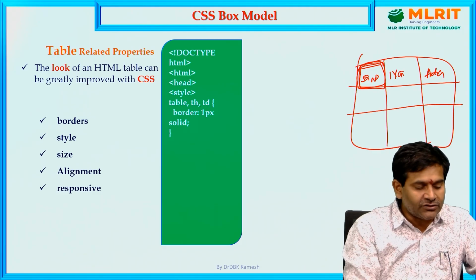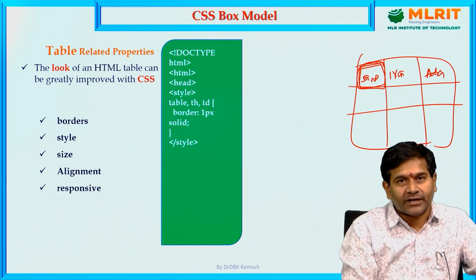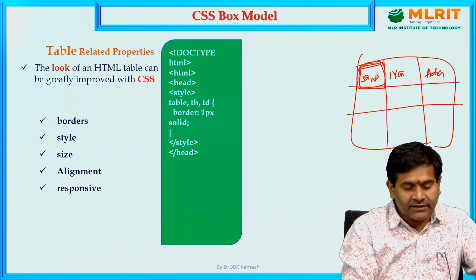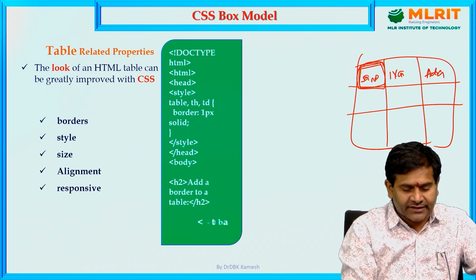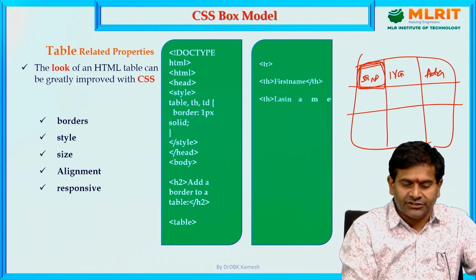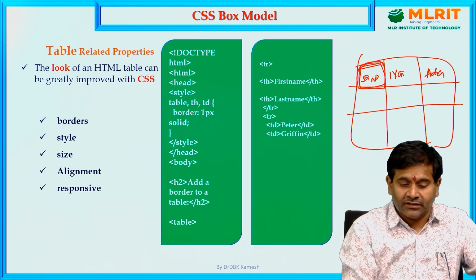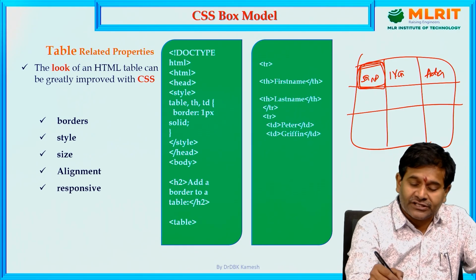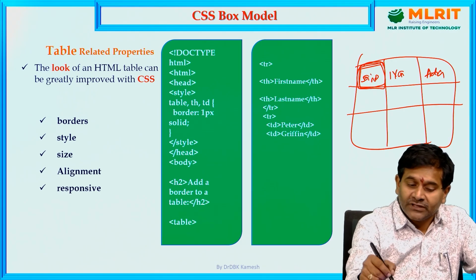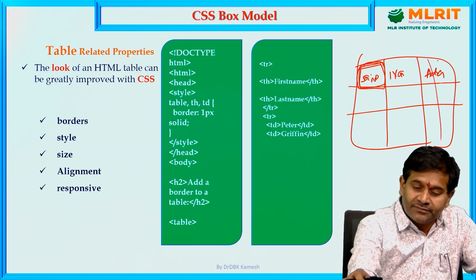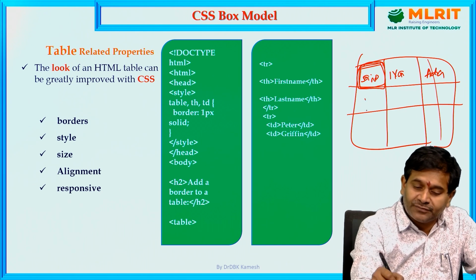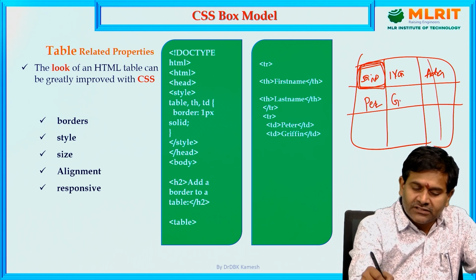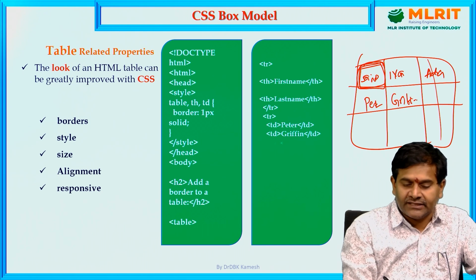Then we need to apply all borders, right? Then followed by style, head completed. Then body, inside the body h2, etc. Table starts with tr, th, td. TD is Peter and Griffin. First one is TH, table header: first name and last name. There are only two names, first name and last name, right? So inside the first name, Peter, then Griffin, this is the second.